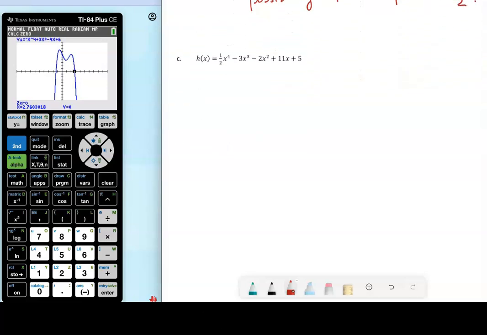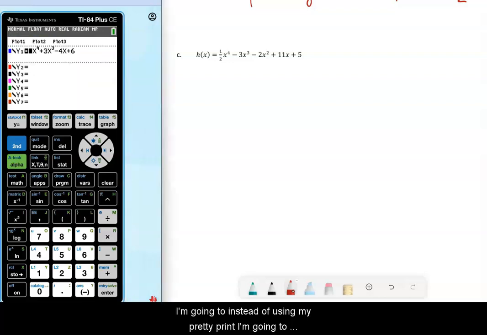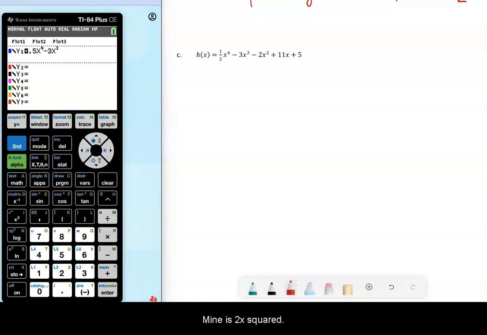Let's take a look at C now. On C, we have a 1/2 x to the fourth degree polynomial that then has a descending order all the way across. A degree is not missed from x to the fourth to x to the 0. I'm going to, instead of using my pretty print, say 1/2 is the same thing as 0.5. So I'm just going to say 0.5 x to the fourth minus 3x cubed minus 2x squared plus 11x plus 5. And hit graph and see what we have.